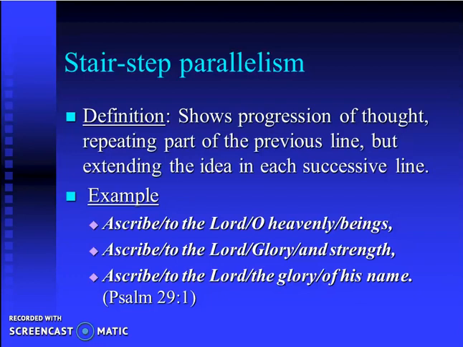So each line adds something, the who, the what, and the how much, you might say. And so none of the lines are strictly synonymously parallel, but clearly there's parallelism going on. And since with each line you kind of go up a step, go up a step, go up a step, they call that stair-step parallelism, by adding ideas with each line of poetry.